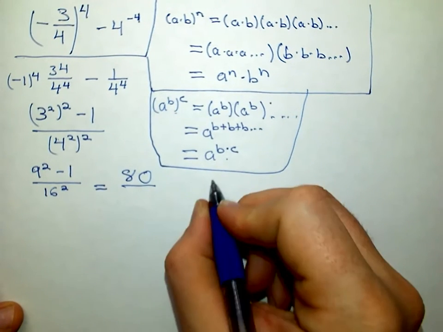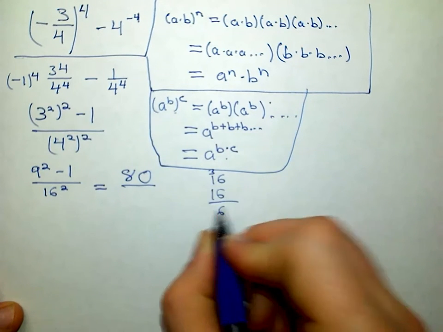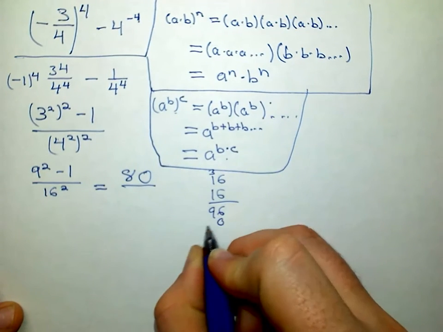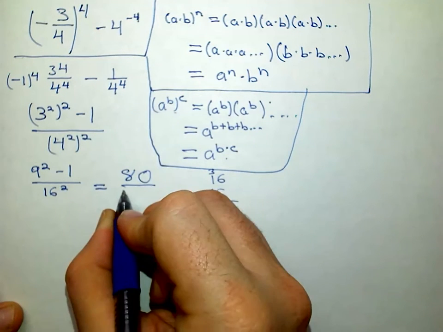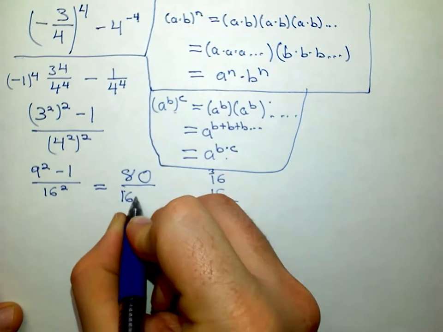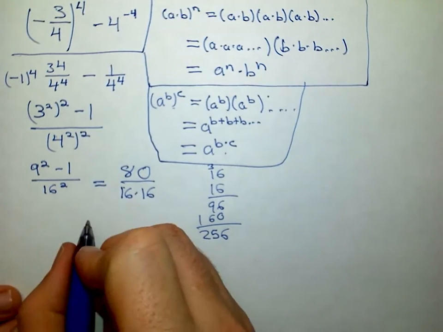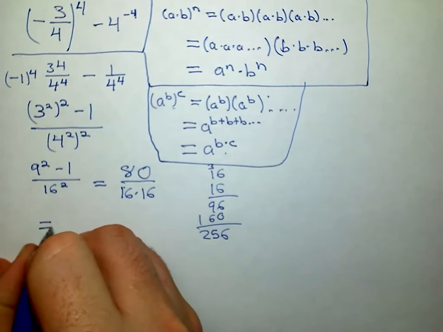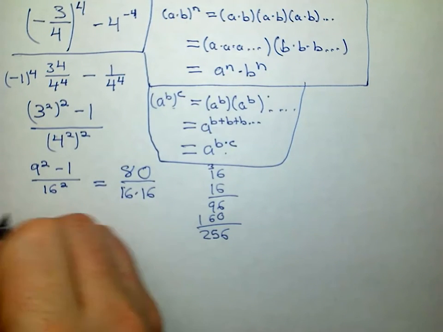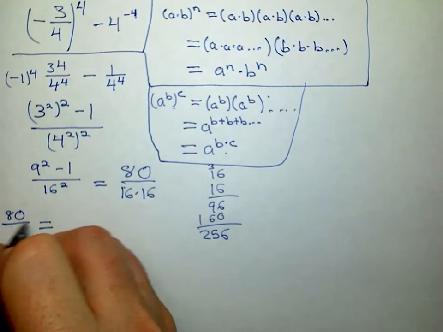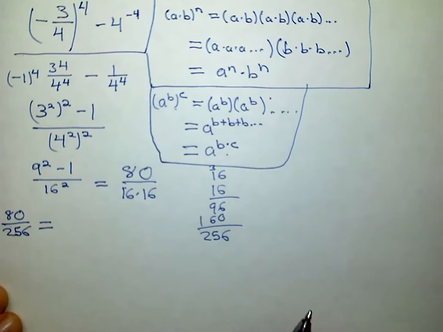16 squared is 256. But I'm going to leave it as 16 times 16. So now, and here's why, because 80 over 256, it is the right answer, but it's kind of a goofy way of expressing things.